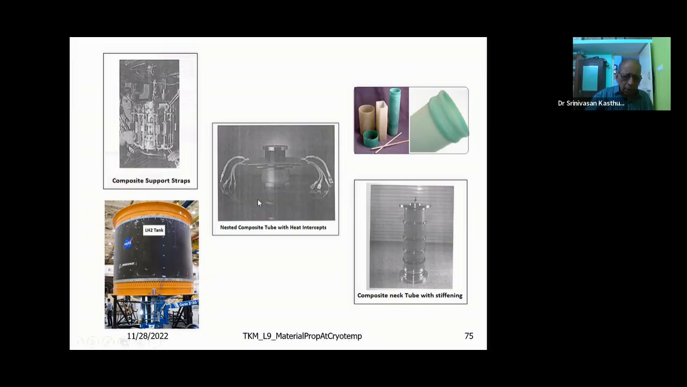Okay, you can see the liquid hydrogen tank. Composite support straps. Nested components tube with heat intercepts here. Again, composite neck tube with stiffening rings. And here you can see the different shapes and sizes of the neck tubes.